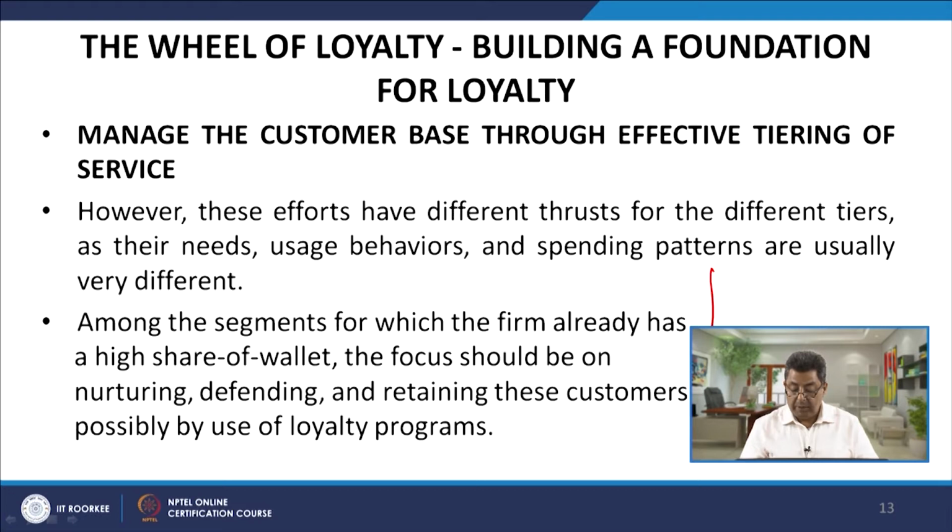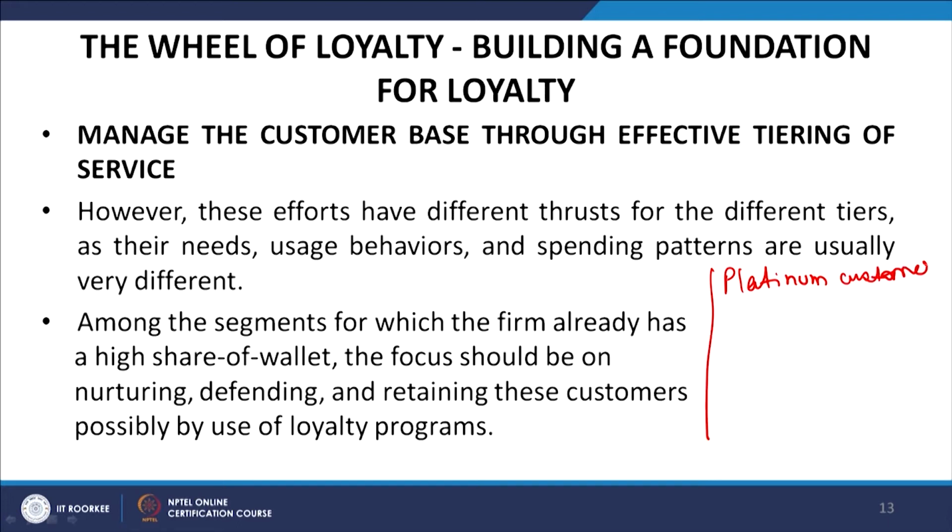So now for these platinum customers, you know that they are the best and they give lots of profits. So there is a need to nurture, defend and retain these customers. How? By way of developing specific loyalty programs. Otherwise, if they are not tied in with these loyalty programs, it is easier for the competitors to catch hold of them.